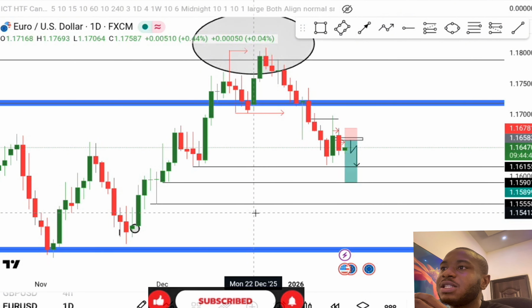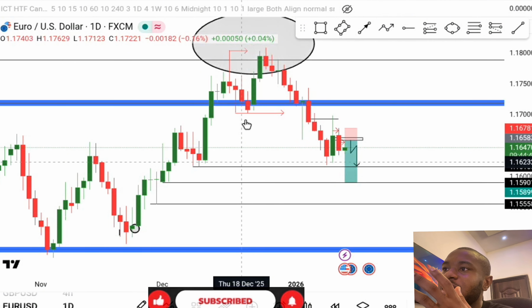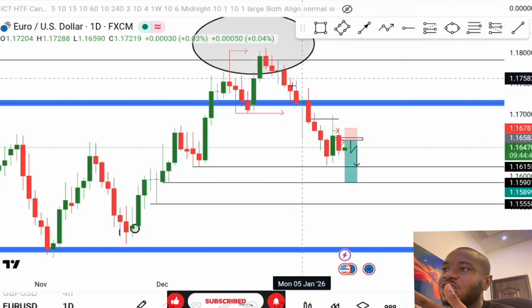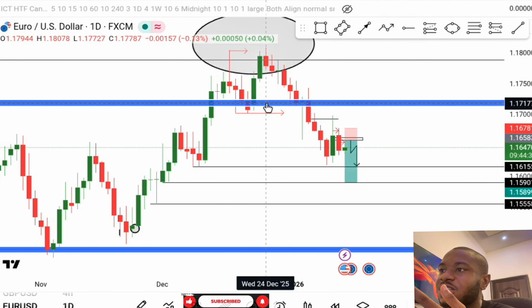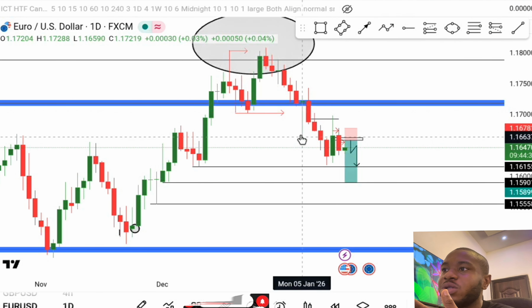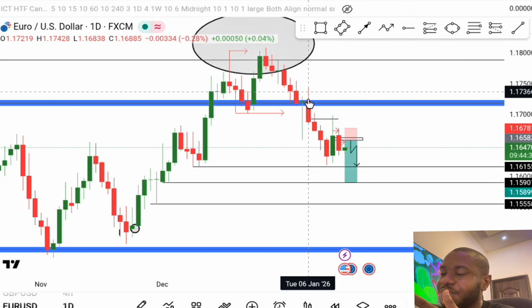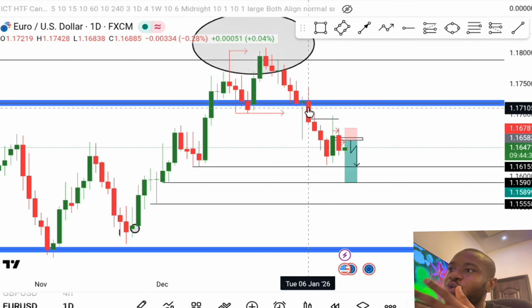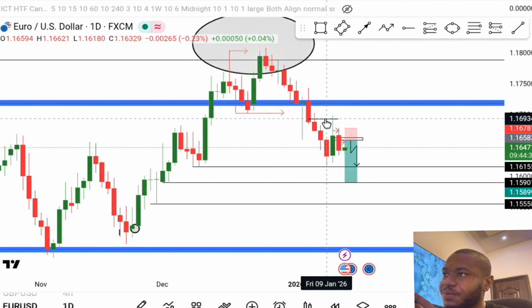You can see when we break out from this resistance point, we come here to retest it, and after retesting this resistance point, we are seeing a break to the downside on Euro USD. This gives me my whole narrative that Euro USD is making lower lows and lower highs.